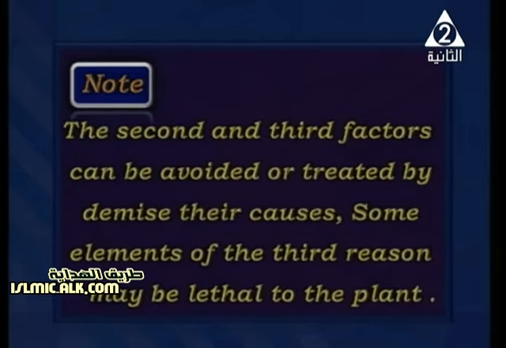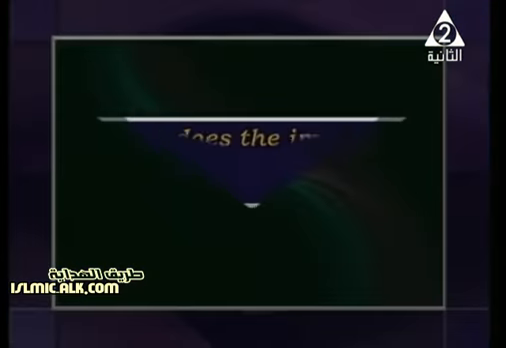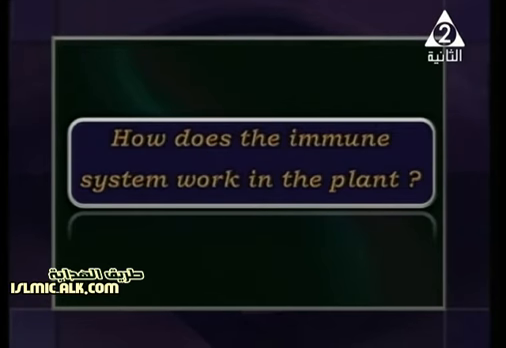The second and third factors can be avoided. We can avoid them, or treat them by what? By some elements of the third reason that may be lethal to the plant. Well, right now we need to know how the immune system works in the plant, starting with the immunity in the plant.